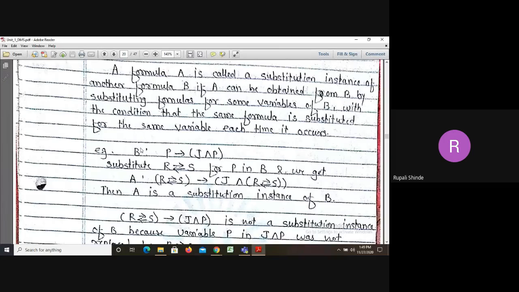Why do we call this a substitution instance of B? Because here we decided to replace variable P of B using R conditional S, and as many times as P occurs in that formula, we replaced it with the same formula, R conditional S. So after replacing, whatever formula we got is called a substitution instance of B. Have we understood this concept?